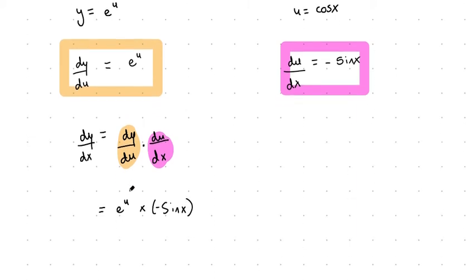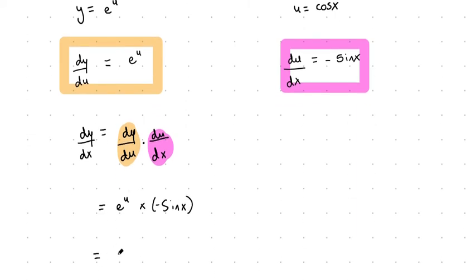And that's not us finished. We have to now go back and put in our value for u. So instead of having e to the u, then we have e to the cos x, multiplied that then by minus sine x. And what we get out, if we write all of that out, is we get minus e to the cos x sine x.